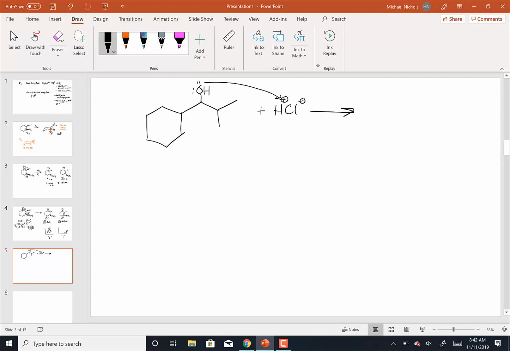So when I protonate the OH, I'm going to end up with the oxonium ion. Going to end up with an oxonium ion that looks like a water molecule because what's going to happen next?